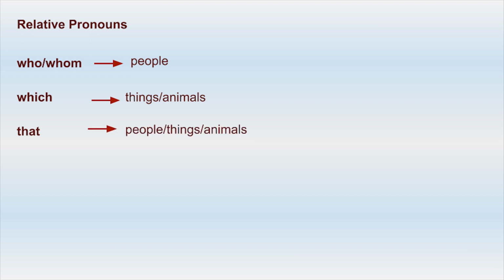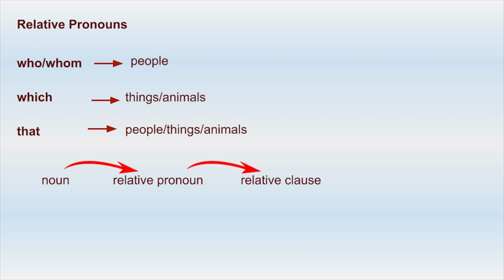The relative pronouns are who, whom, which, and that. Who and whom are used for people. Which is used for things and animals, and that is used for people, things, and animals. The relative pronoun follows the noun in a sentence and introduces the relative clause, which is a subordinate clause that gives more information about the noun.